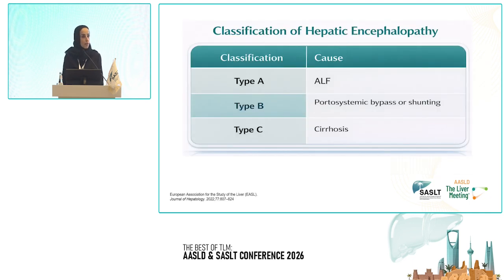So EASL and AASLD classified hepatic encephalopathy, depending on the primary cause, into three types. Type A usually occurs with acute liver failure. Type B results from portosystemic bypass or shunting. Type C is the one with liver cirrhosis.